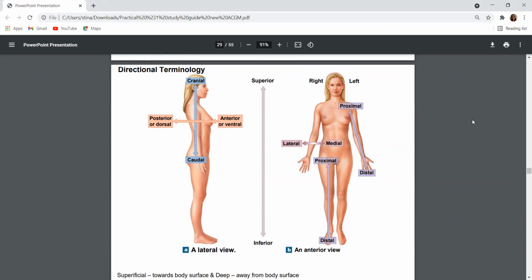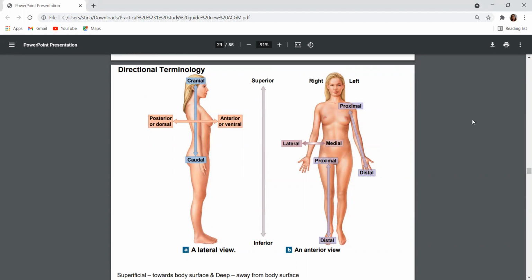You have cranial. Cranial means towards the head, and caudal means towards the tail. Then you have anterior or ventral. Anterior or ventral means to the front, and posterior or dorsal means to the back.